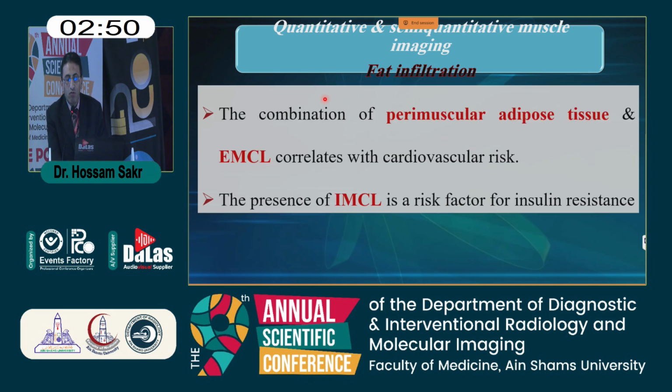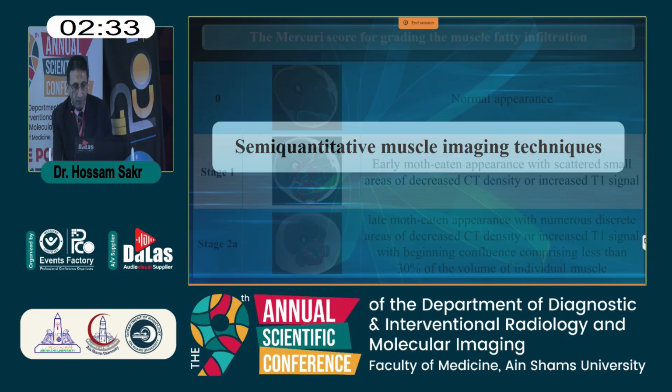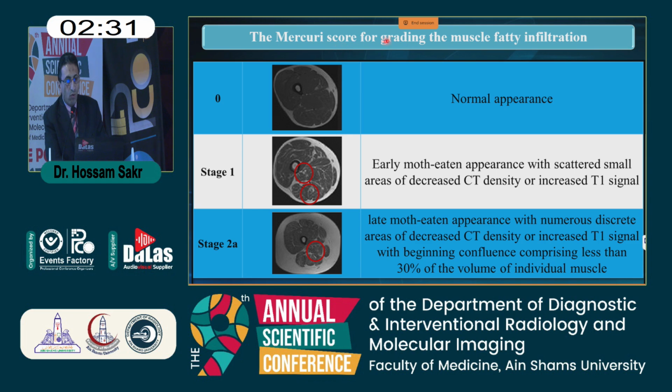The combination of perimuscular adipose tissue and extramyocellular lipids correlates with cardiovascular risk, while the presence of intramyocellular lipids is a risk factor for insulin resistance. How to quantify the muscle fatty infiltration? Start with the semi-quantitative techniques. This is the Mercuri score for grading of the muscle fatty infiltration, which can be applied for MRI and CT.